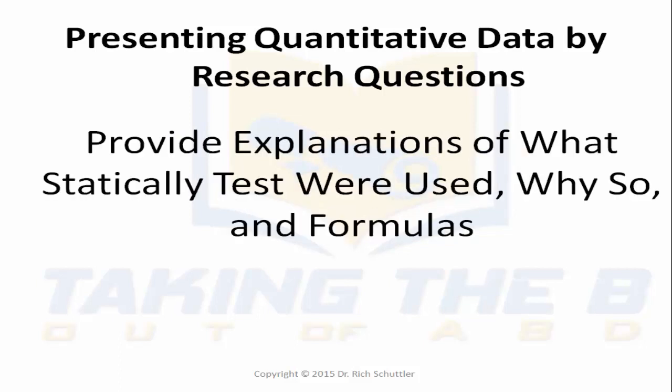Provide explanations of what statistical tests were used, why so, and the formulas. I encourage you, as you get into writing your Chapter 4, before you start writing information about the research questions, or for each individual research question, give information on what statistical tests were used. It's not enough just to tell us that you used a chi-square test or a t-test. Help us understand why you did that. We want to make sure you know why you use the test, to make sure that you're able to discriminate between the different tests and you know what's appropriate.